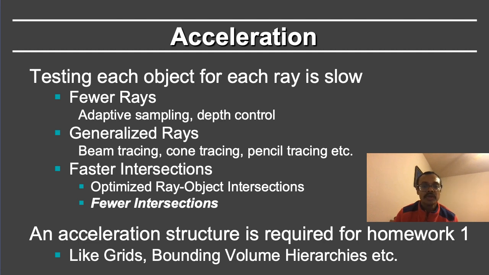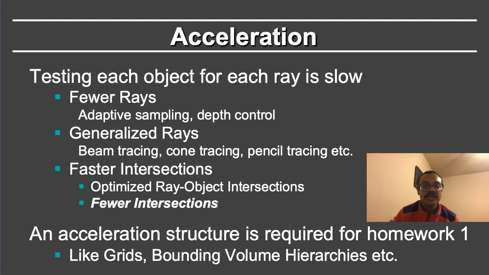One approach in which to do this and make the intersections faster is to optimize ray object intersections. There are very efficient methods, especially for intersecting rays with triangles, that can be heavily optimized. Still another approach is to use fewer intersections. In fact, that will be the main focus of this lecture. We refer to this as using a ray tracing acceleration structure.